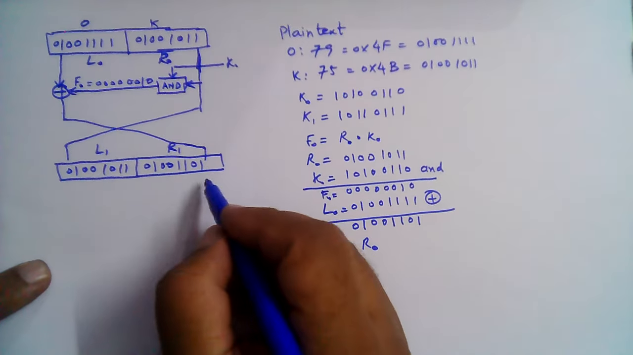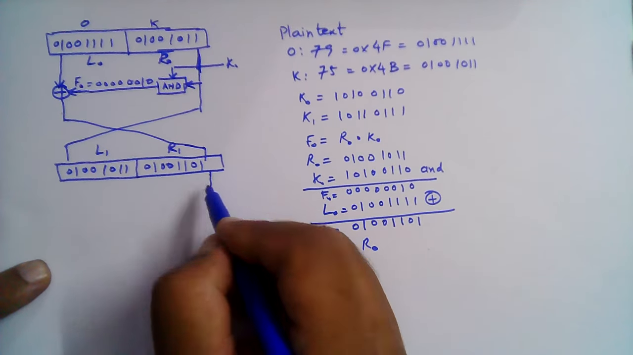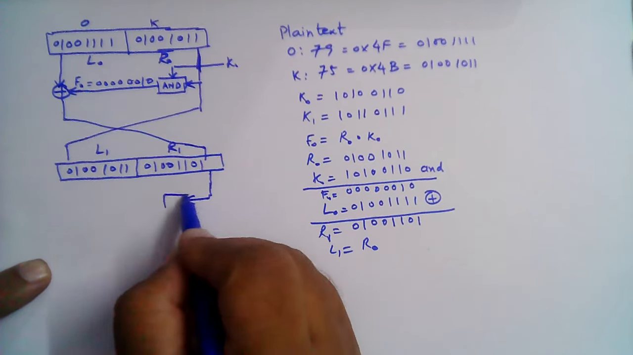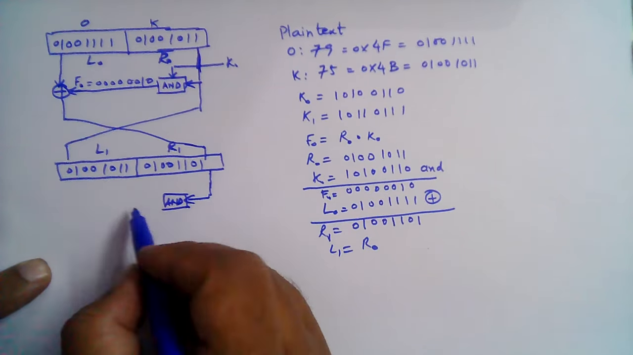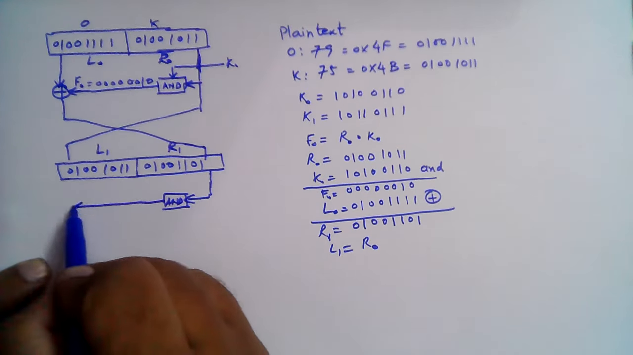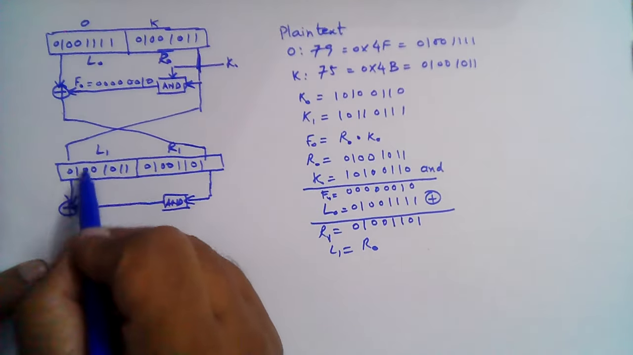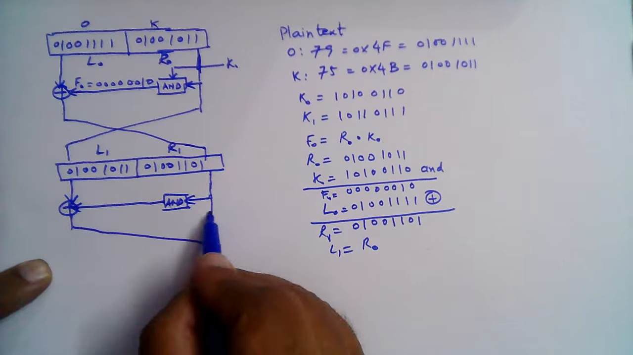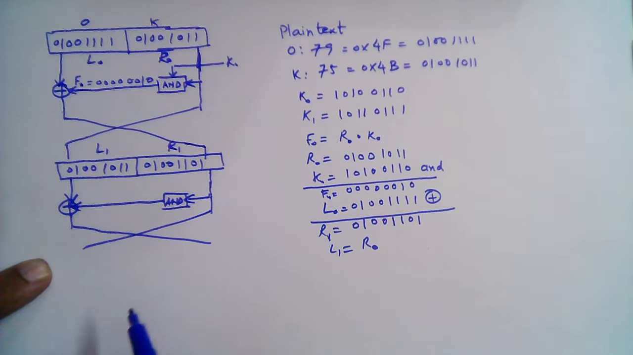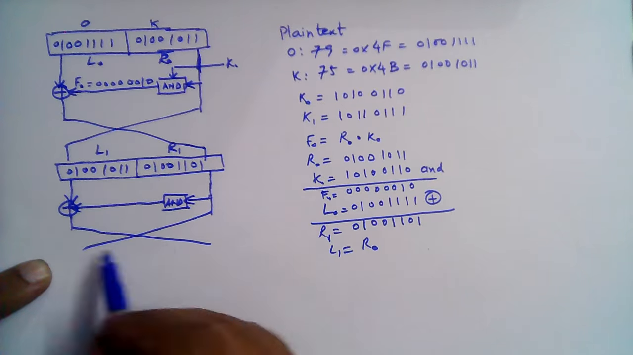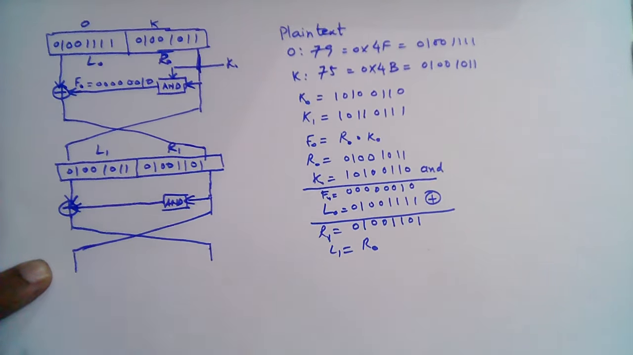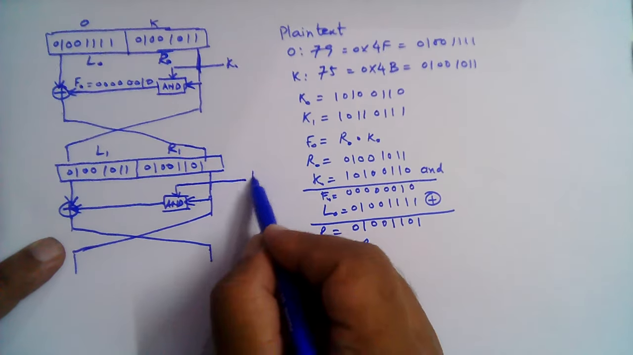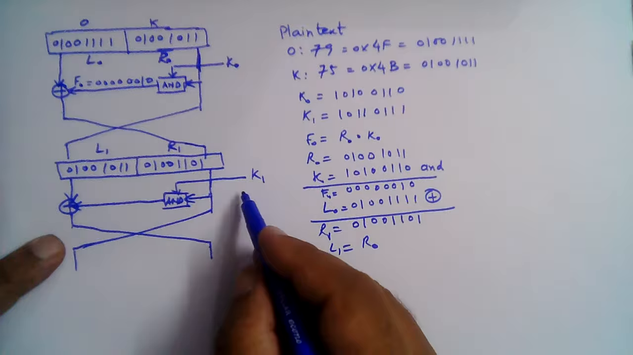So let's go through the second round now. In the second round, again, we feed it through the AND operation here, and the output of this AND is XORed with this L1, right? And then this will be swapped, right? And this will give us the ciphertext, right? So here the key is then K1. This was K naught, and this is K1.